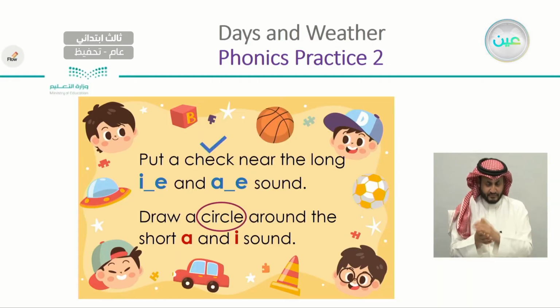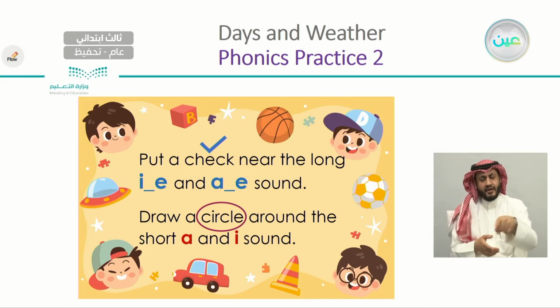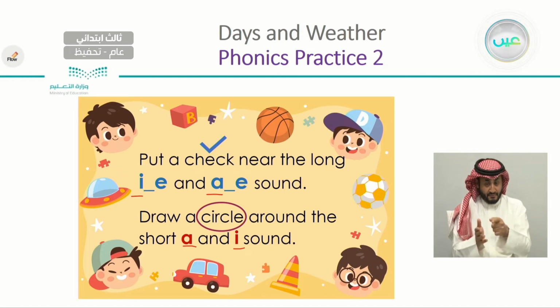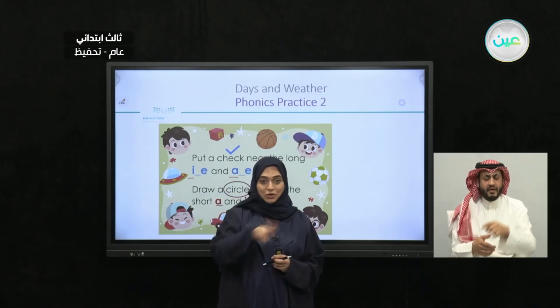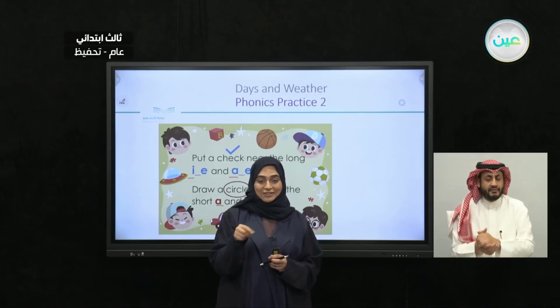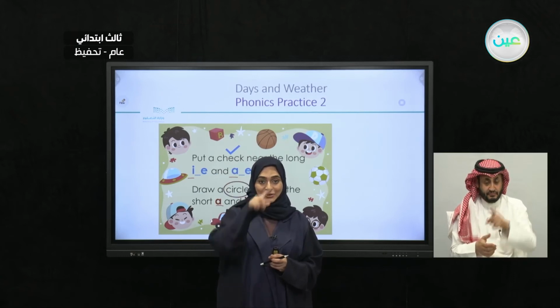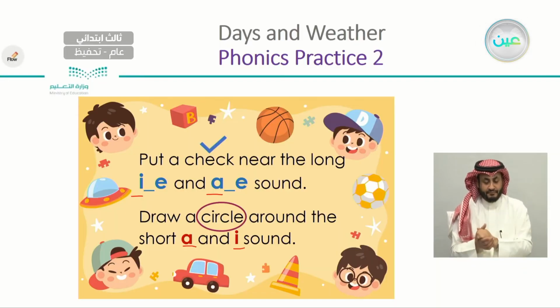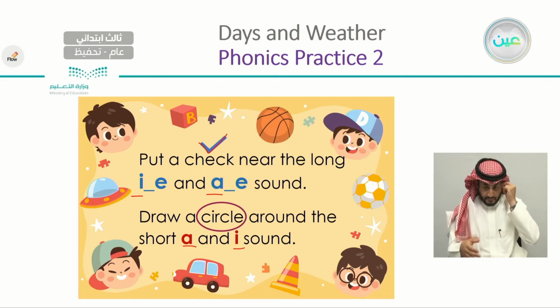Now let's continue. Now put a check near the long I and the long A and draw a circle around the short A and the short I. Now this isn't in your book, but I want you to look at me. Where do we put a check and when do we draw a circle? Can you do it in the air? Okay, look at me, check. Do that in the air. Circle. Circle the short vowels and put a check near the long vowels. Ready?